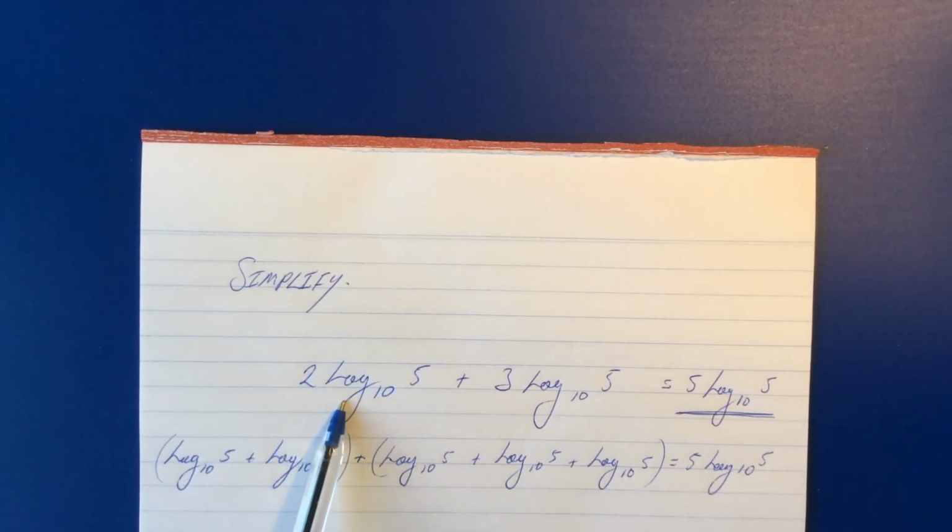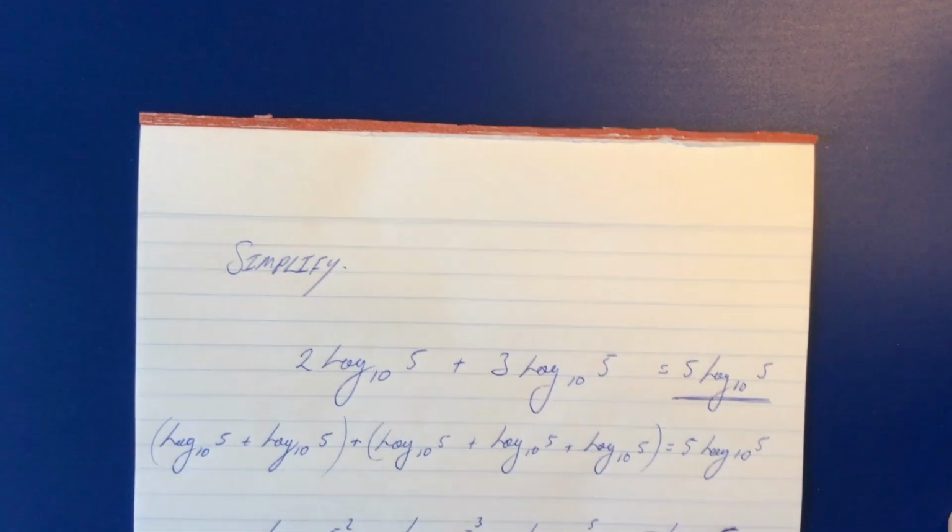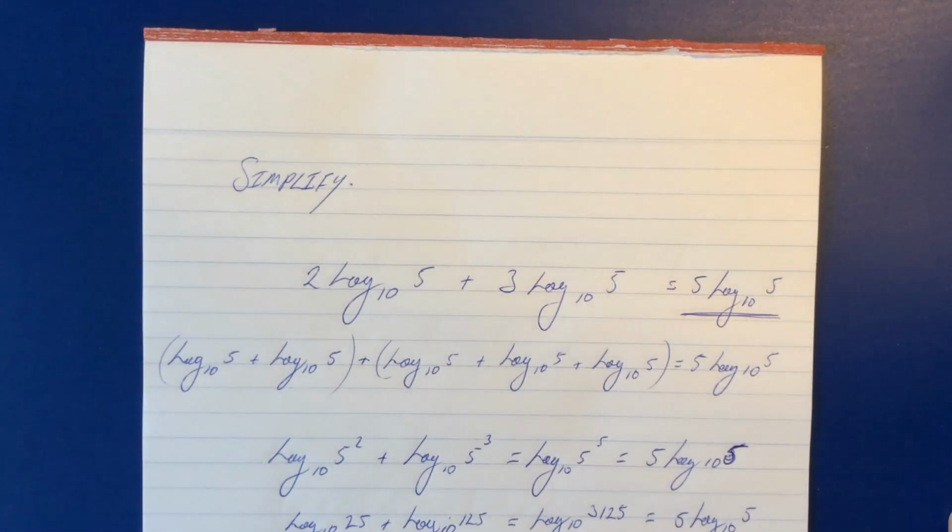So this simply means 1 plus 1 of these. This simply means 1 plus 1 plus 1 of these. And when you count them up, you have 5. Okay, so here's another way of looking at this.